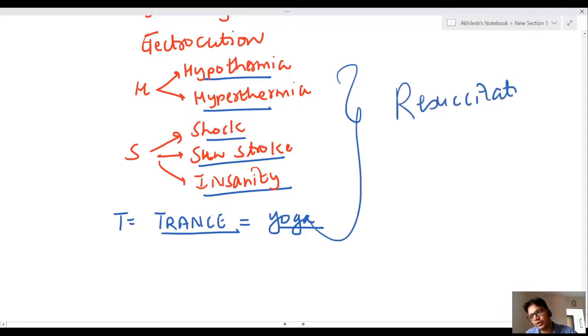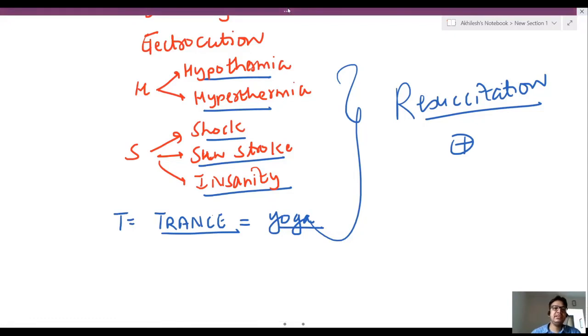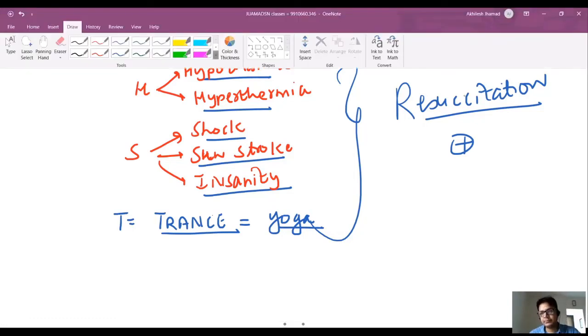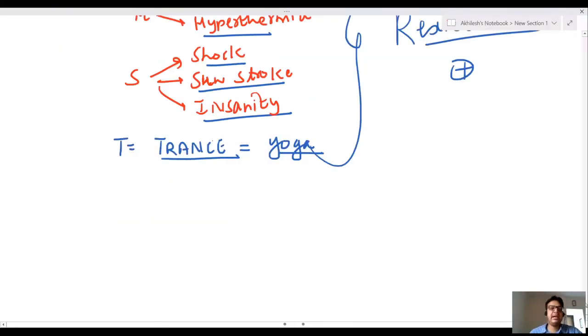In all these cases, the doctor should resuscitate the patient. Resuscitation is required. In all these cases, resuscitation is required. Sir, this is known as suspended animation.